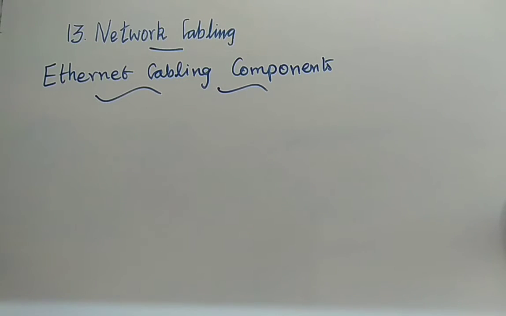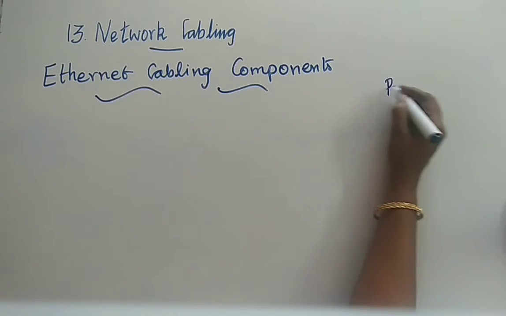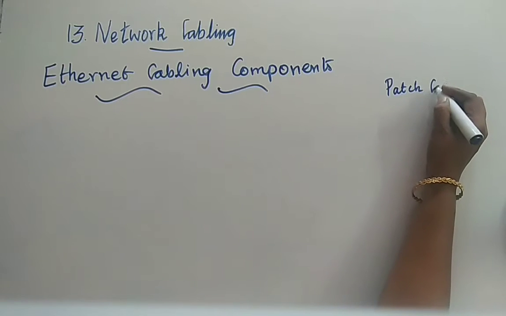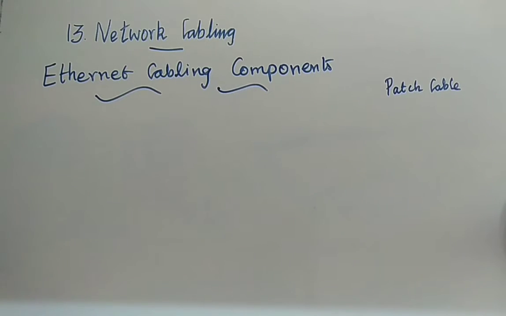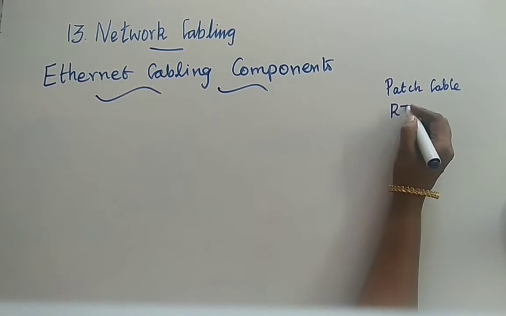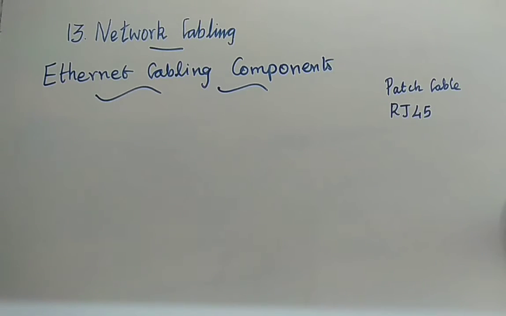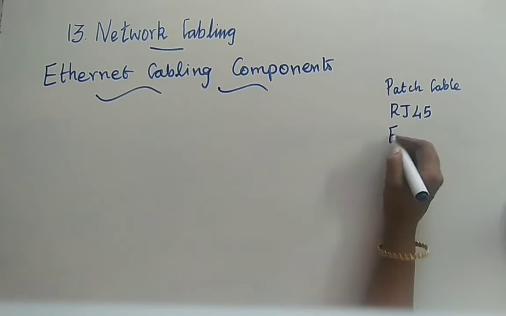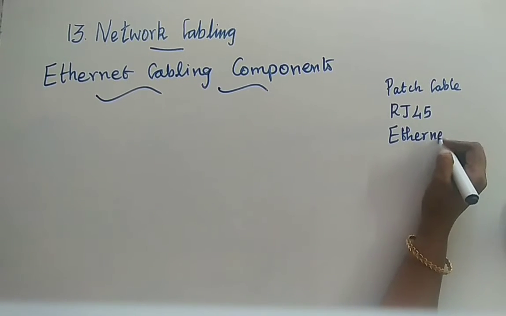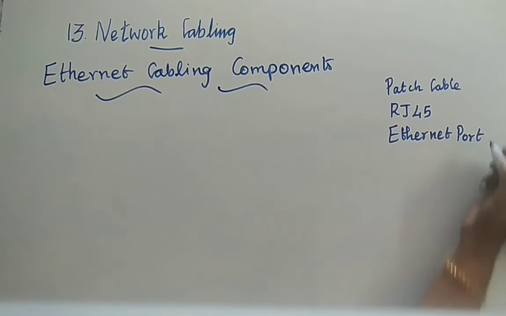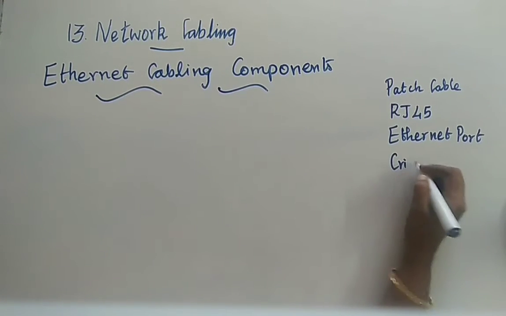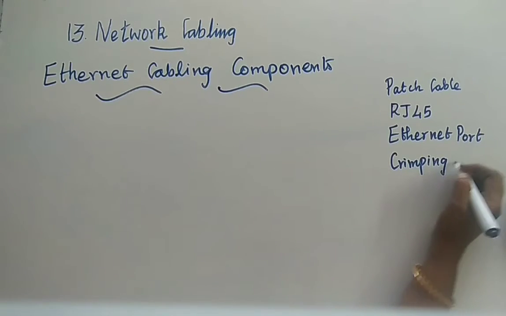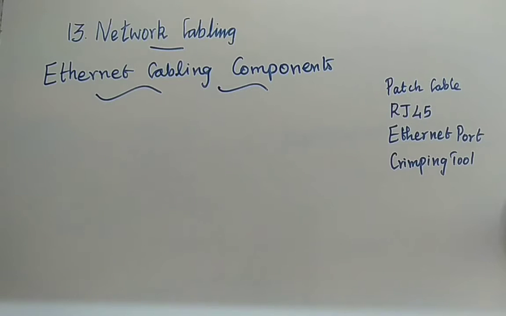This cable is made up of main components. So what are the components that we are going to see? What is the first component? Yes, it is your patch cable. The next component is your RJ45 connector. The next one is your Ethernet port. And the next one is your crimping tool. So these are the components for Ethernet cabling.